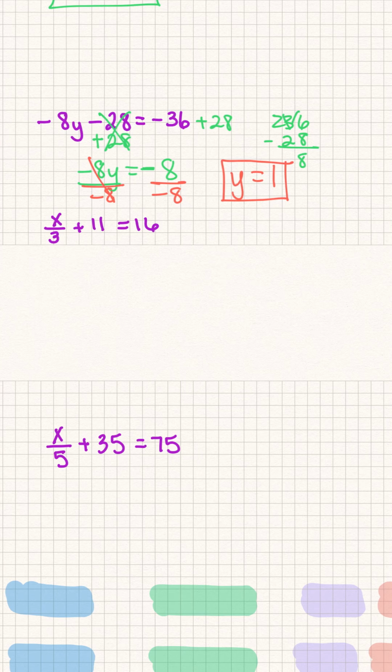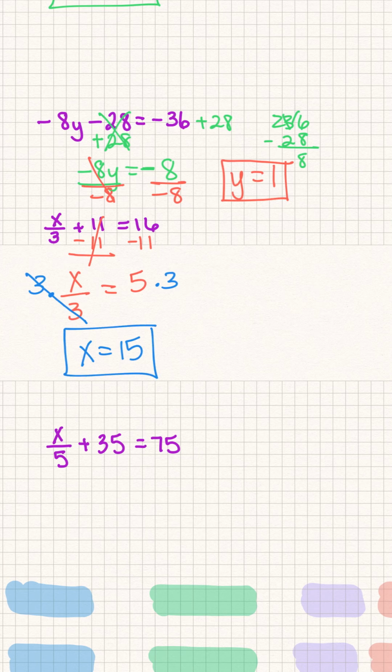Now we're going to look at it if they're being added. So we have x divided by 3 plus 11 equals 16. To get rid of the plus 11, we are going to do the opposite. So we're going to subtract 11 from each side. Left with x over 3 equals 5. We now want to get rid of the 3. Right now it's being divided. The opposite of dividing is multiplying. Whatever we do to one side, we have to do to the other. x equals 15.